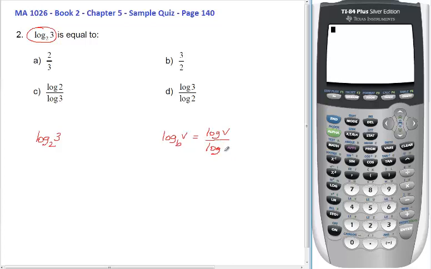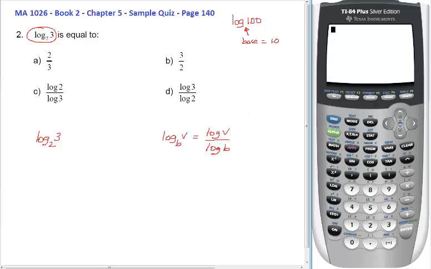Now, this is base 10. It's understood to be base 10. Remember, the log button on your calculator is understood to be base 10. So when you have log of a number, say log of 100, the base is understood to be 10 if it's not written in. So basically this is a rule to change any base b other than 10 to base 10.